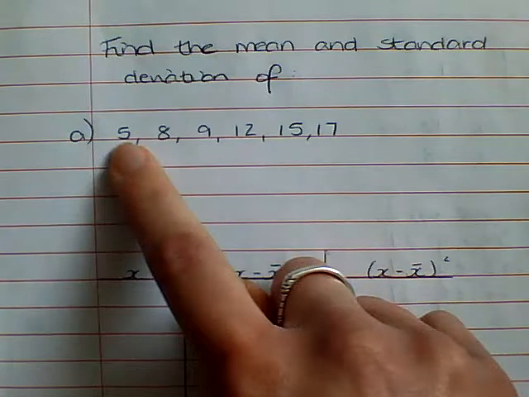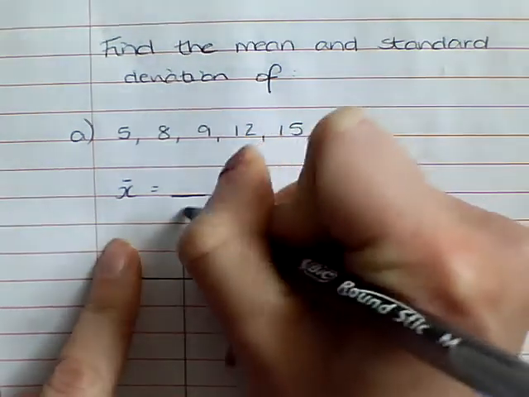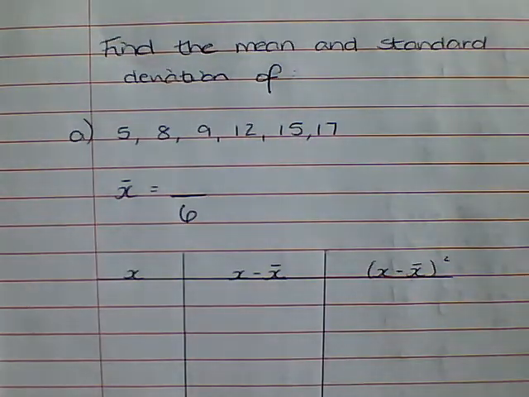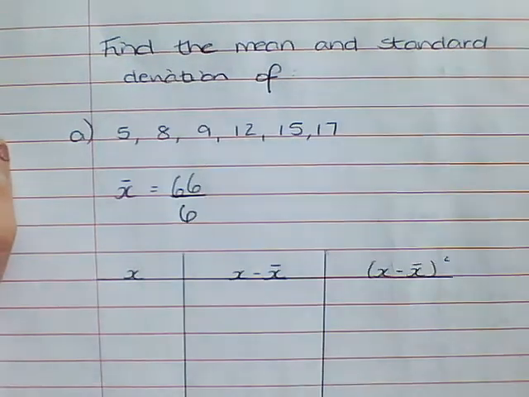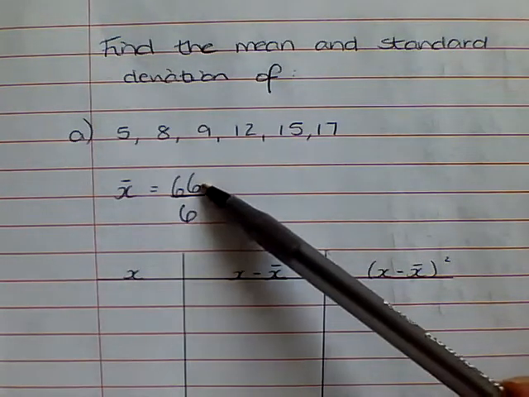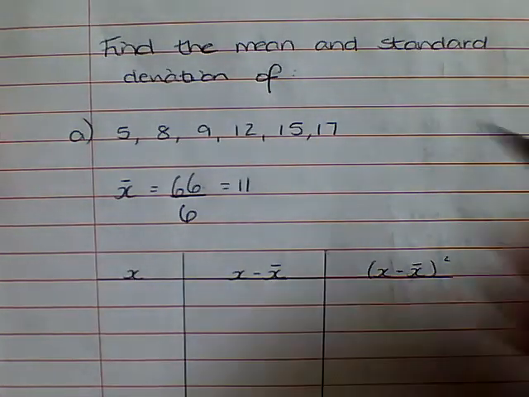The mean is adding up all these numbers and then dividing by how many numbers are there. So we should be able to see that there's 6 numbers there, so we're going to divide by 6. And again, to get my top number, I am going to add up all those numbers. Once you add up those numbers, you should get 66. So the mean is 66 divided by 6, which is just 11. And that's me found the mean.